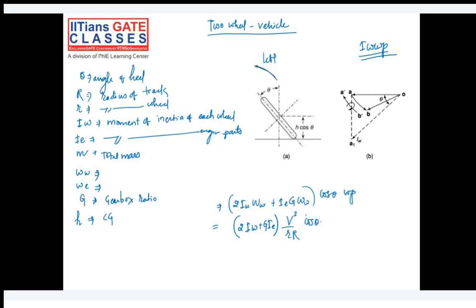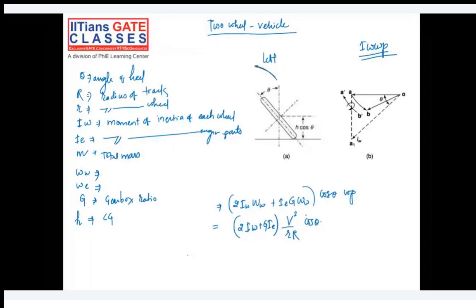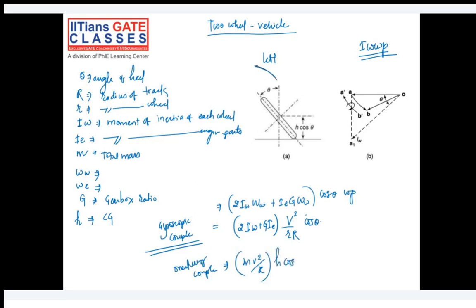And so in two-wheelers also you will feel the overturning, right? Sorry, you will feel the centrifugal force, and that is again m v square by r into h cos theta. So this is one thing, and this is the gyroscopic couple, I would say. Then we have the overturning couple due to centrifugal force. How will it look? It is m v square by r into h cos theta.